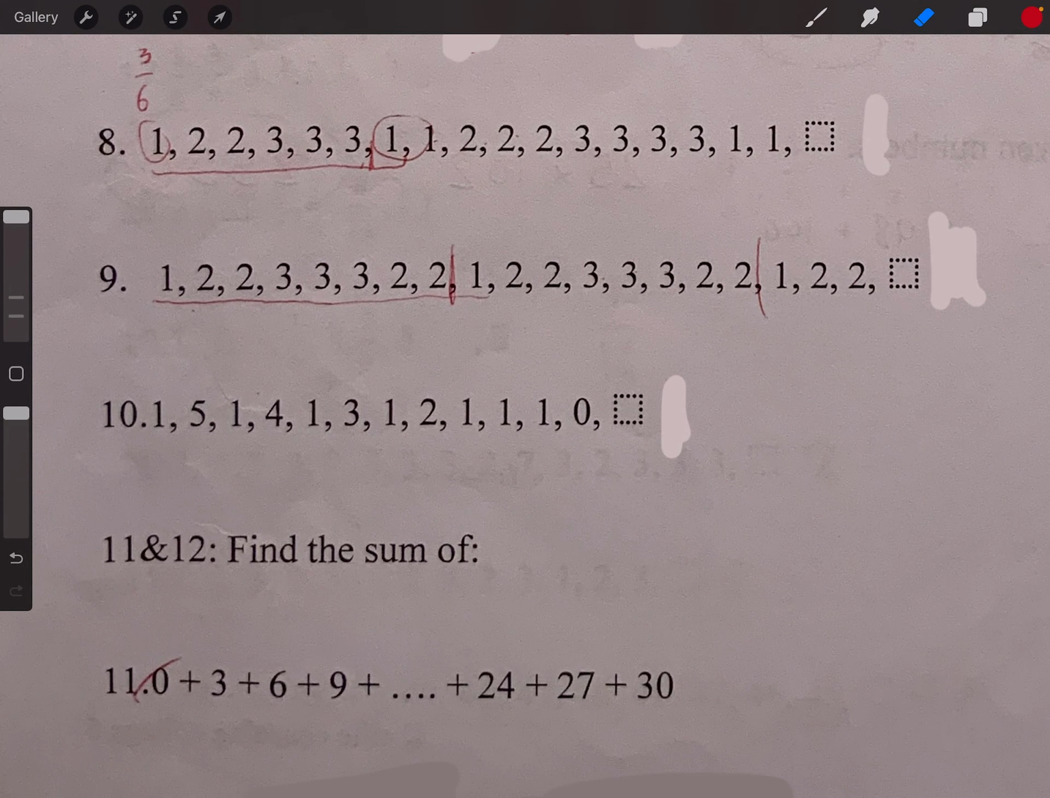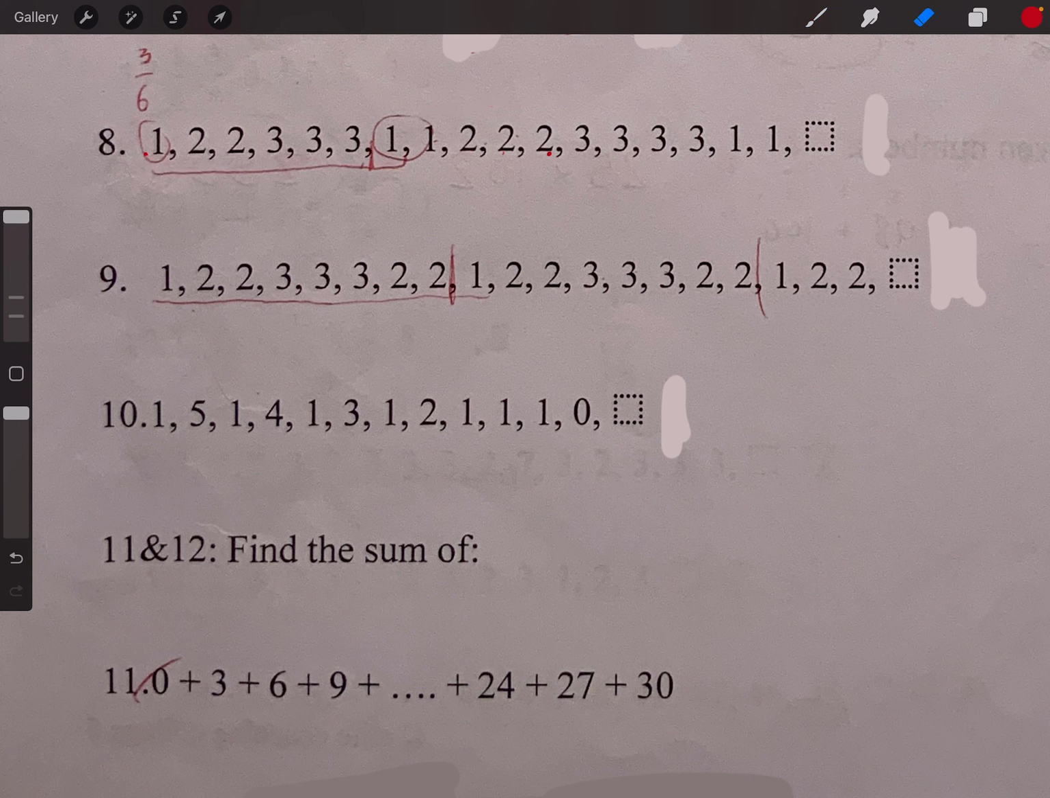Alright, next one, here's a pattern. So it repeats, so 1, 2, 2, 3, 3, 3. And then it repeats again. Oh, hold on, sorry. No. It goes like that and then it goes back to 1. That is the whole pattern. And then 1, 2, 3, 3, 3. Wait, hold on. How many 3s do you have now? 1, 2, 2, 2. Oh, okay, I get it now.